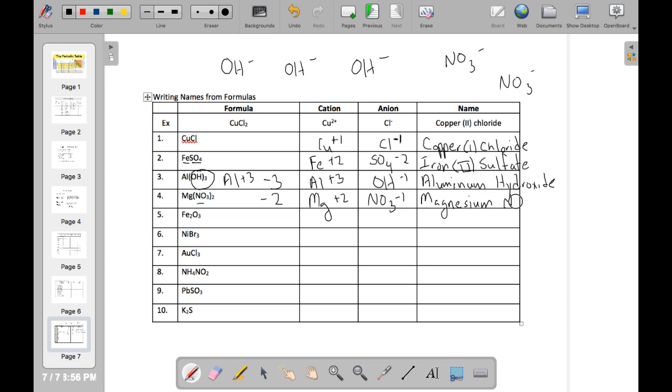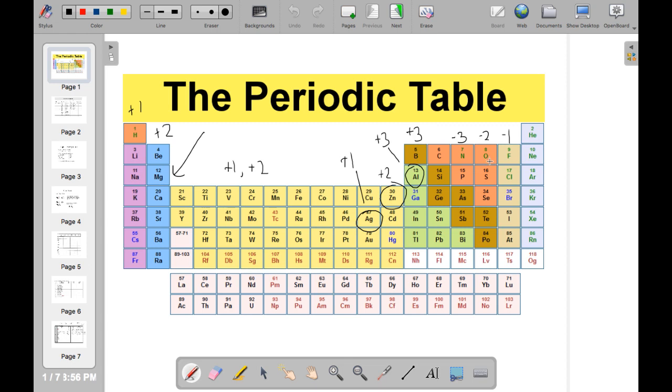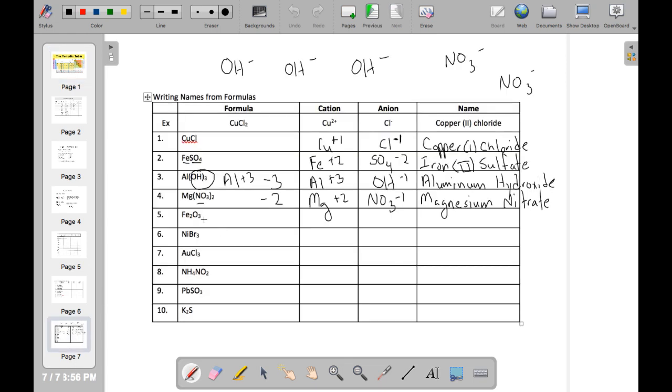Nitrate. All right, we're making some progress here. Oxygen. Oxygen has a -2 oxidation state. Now if we look here, there's actually 3 of them.